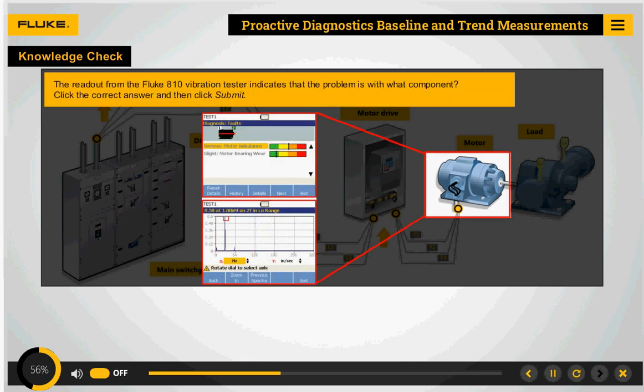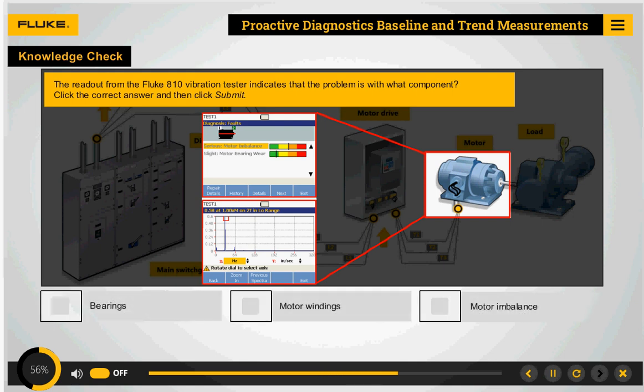What does the readout from the Fluke 810 vibration tester indicate? Click the correct answer. Incorrect answers will be marked with a red X, while the correct answer will be marked with a green check mark. That's correct. The readout indicates that the motor shaft is the source of the problem.